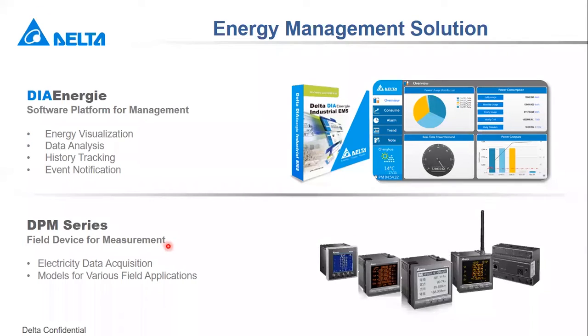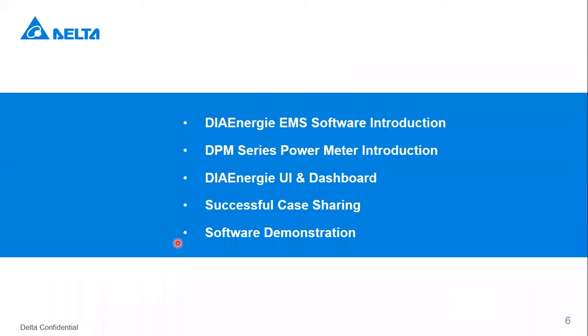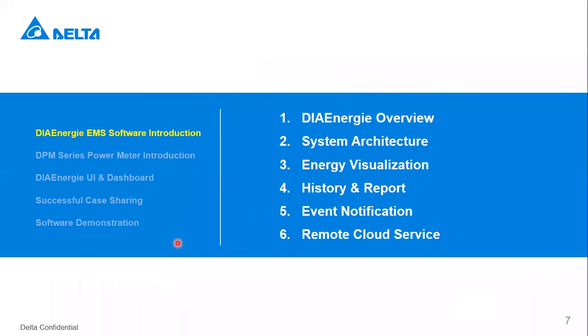And we also have the power meters. Right now we have two types. First one is a panel mount, which has a display, and we also have a DIN rail type, which usually doesn't have the display. So basically we have these two kinds of power meters. Okay, so this is today's agenda. Let's quickly start from the first one, the EMS software introduction.